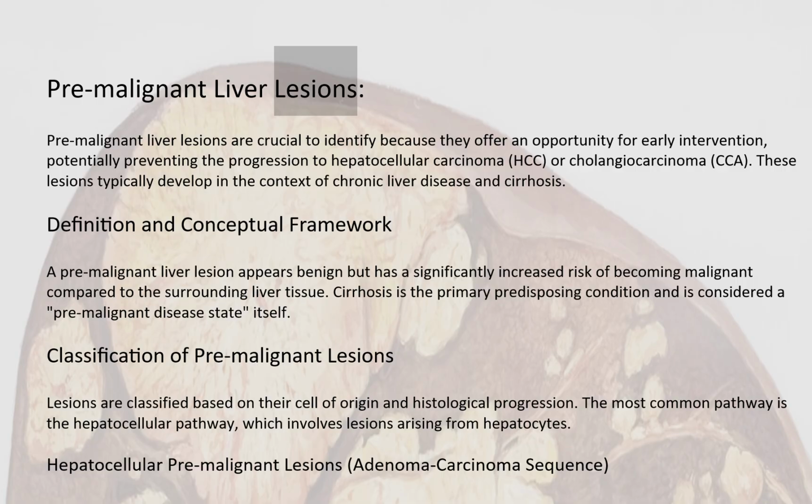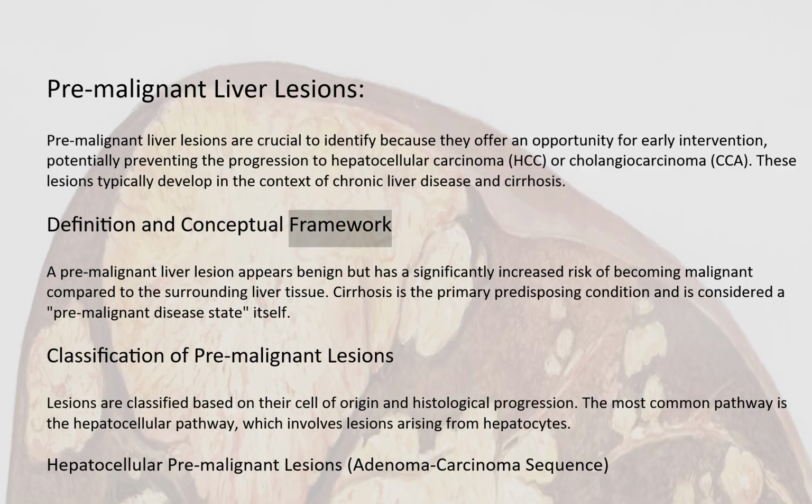Pre-malignant liver lesions. Pre-malignant liver lesions are crucial to identify because they offer an opportunity for early intervention, potentially preventing the progression to hepatocellular carcinoma, HCC, or cholangiocarcinoma, CCA. These lesions typically develop in the context of chronic liver disease and cirrhosis.